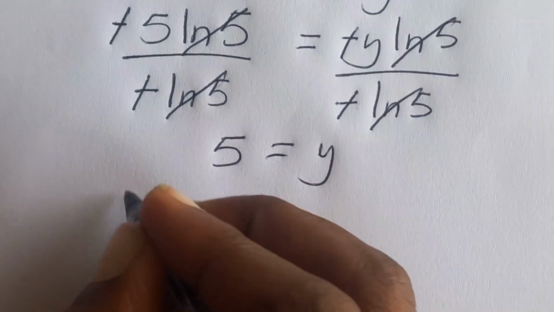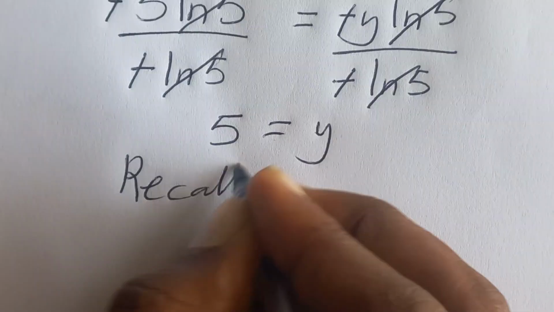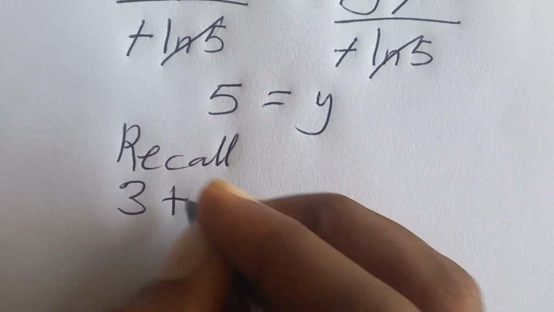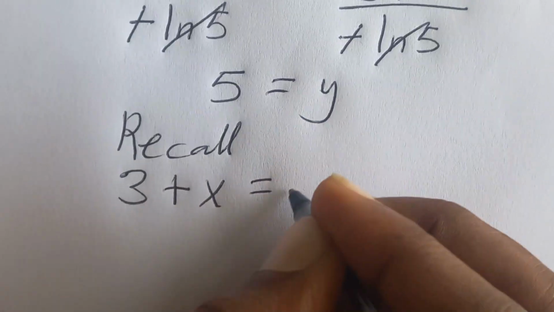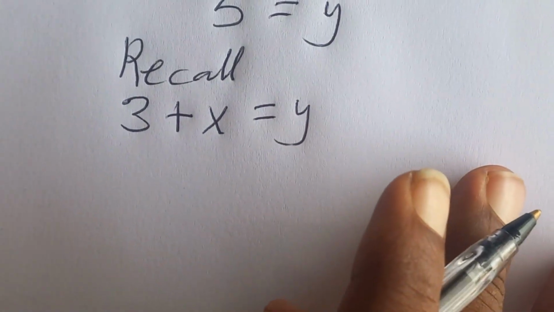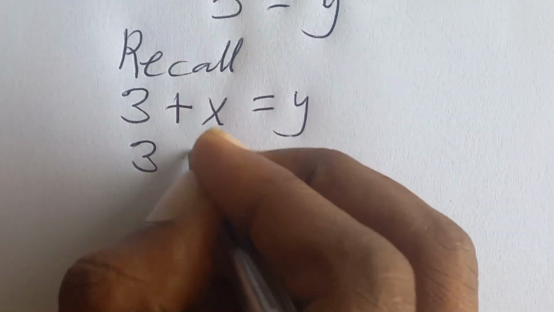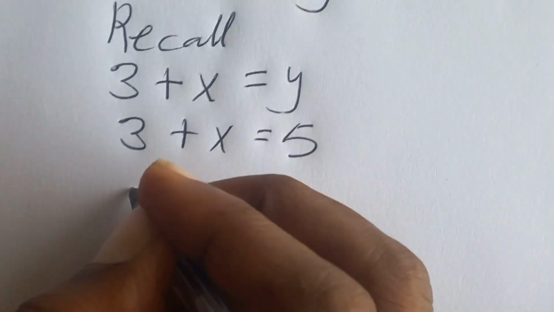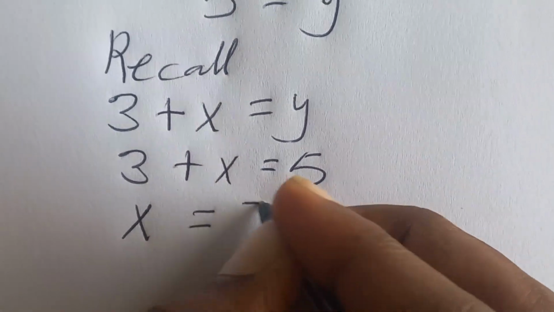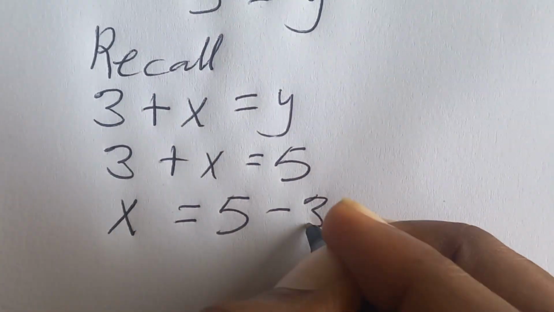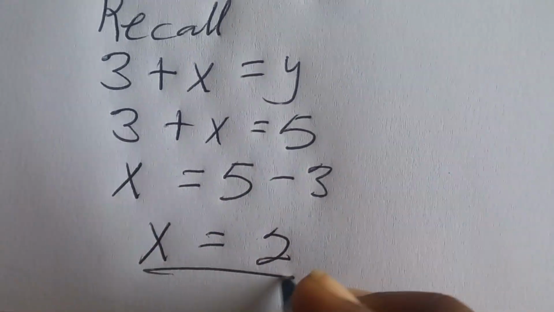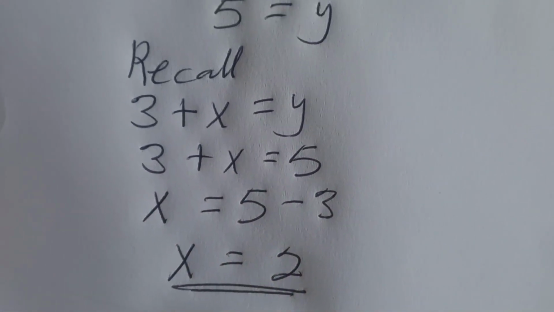Now let's recall. We said that 3 plus x is equal to y, and in this case, our y is 5. So we say that 3 plus x is equal to 5. So our x is equal to 5 minus 3. So x is equal to 2. This is our final answer for x.